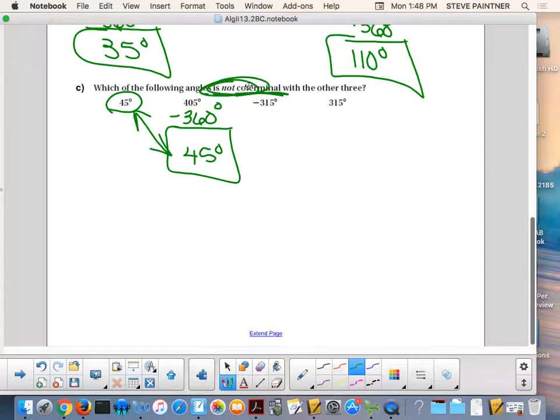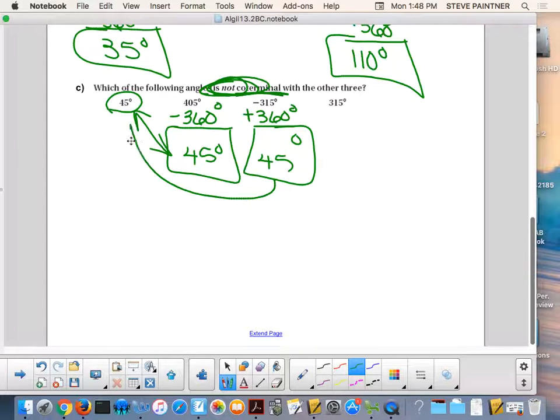Well, I'm looking for not. That one's not good because it's negative. Make it positive by doing what? Adding 360. Add a circle. If you add a circle, you get what? 45. Again, same as. So we got coterminal, coterminal, coterminal.